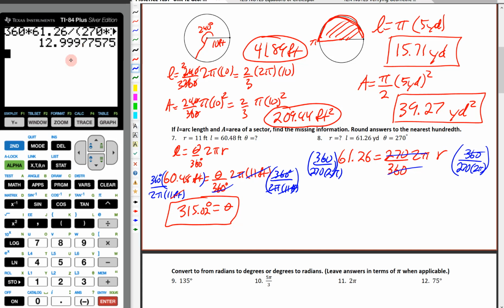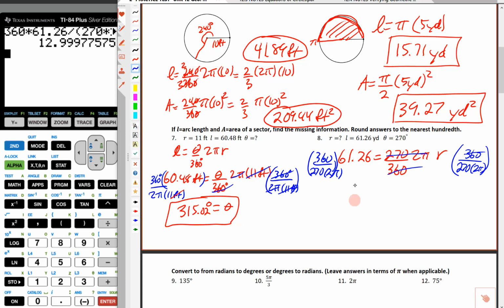So I get 12.999. So we were looking for a radius here. So the radius on this one is going to be, we're going to have to round that up to 13. So r equals 13. And again, because this was in yards, this is going to be in yards. So 13 yards here. If you wanted to put 13.00, that would be totally okay. Okay, let's take a look at the other side.